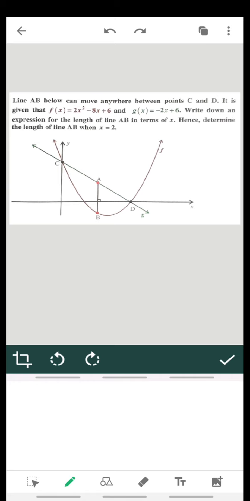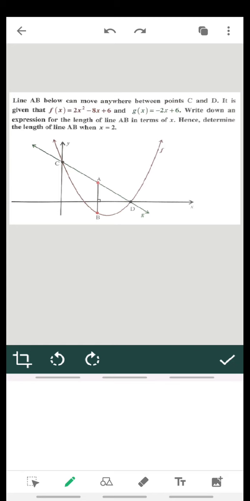It is given that f is 2x squared minus 8x plus 6, and g is equal to minus 2x plus 6. We are given the equations of the linear function and the parabola. Write down an expression for the length of AB in terms of x. Hence, determine the length of AB when x is equal to 2. So here we are given two questions at once.